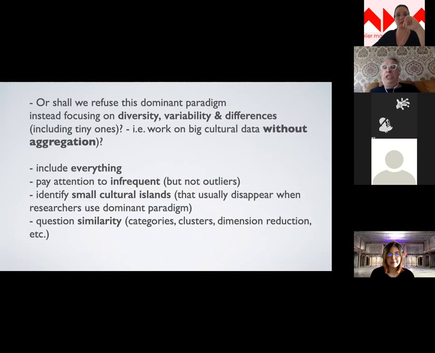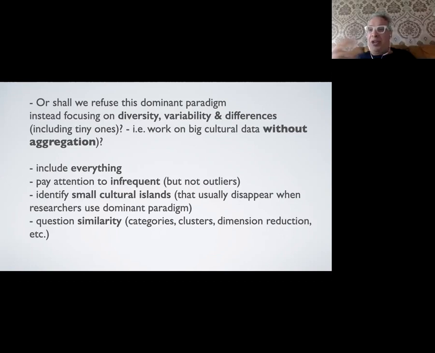Or shall we try to develop something which is almost impossible, a new way of thinking, which is focusing on diversity, variability, and differences, even tiny ones, right? So if you want to analyze the city, you include every building in the analysis, right, statistically. You pay attention to what's infrequent. You identify small cultural islands. So let's say you want to measure how people are behaving in the urban design area, in the neighborhood you design. The natural thing would be to aggregate it, saying these people do this, these people do that, but then maybe there's 2,000 people who are doing all unique things. So how do you take this uniqueness into analysis? How do you question the idea of similarity?